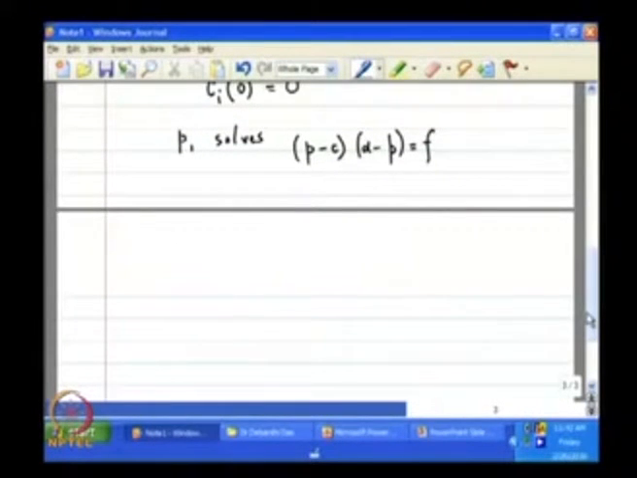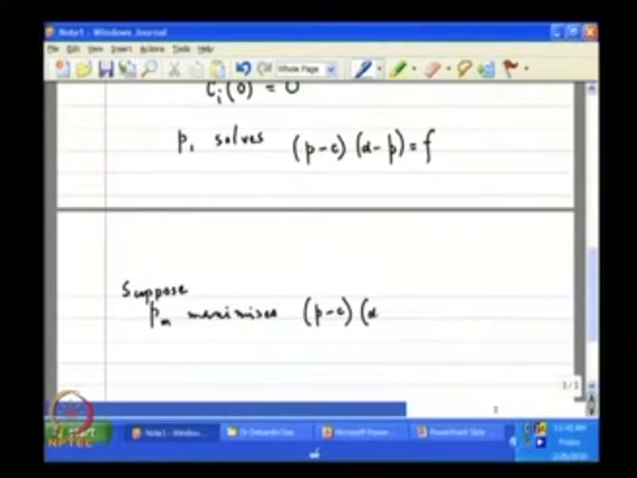the price which maximizes. So, suppose Pm maximizes (P minus C)(alpha minus P), then P1 is less than Pm. That information we have.